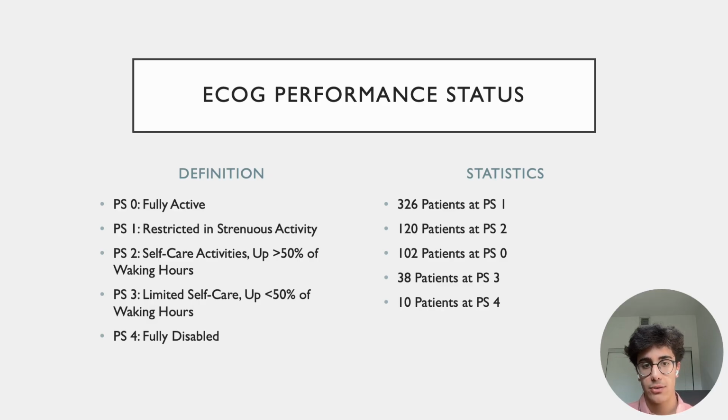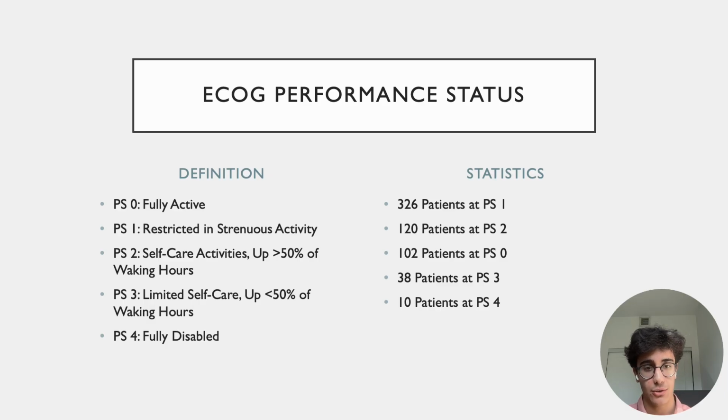For example, a PS score of 0 means the patient is fully active. Score of 1 means the patient is only restricted in strenuous activities. Score of 2 means they can only do their self-care activities, and they're up and about outside of the bed more than 50% of their waking hours. Score of 3 means they can only perform limited self-care activities, and they're up and about outside of the bed less than 50% of their waking hours. And a score of 4 means that the patient is fully disabled.